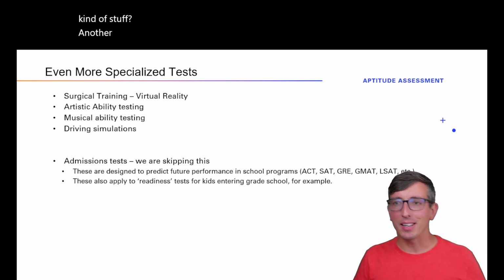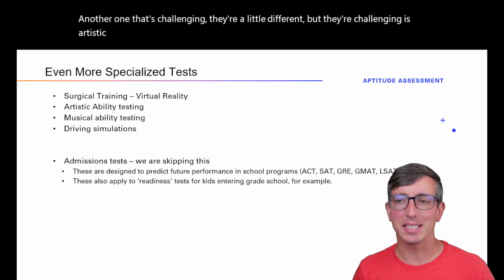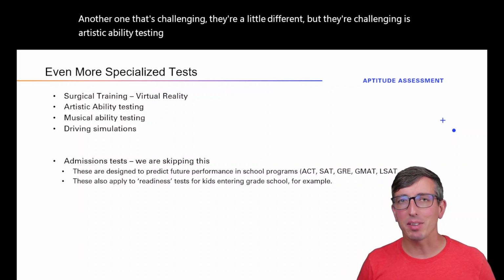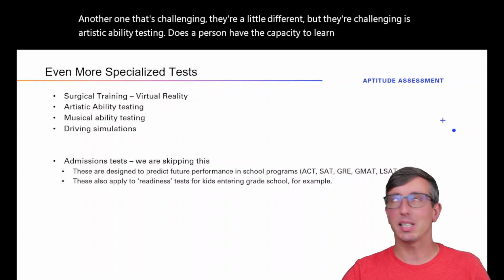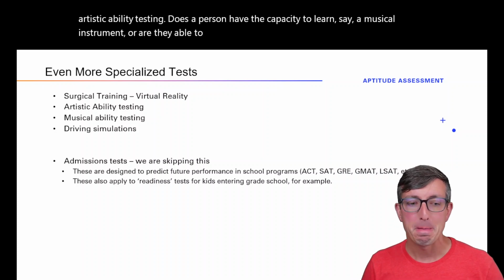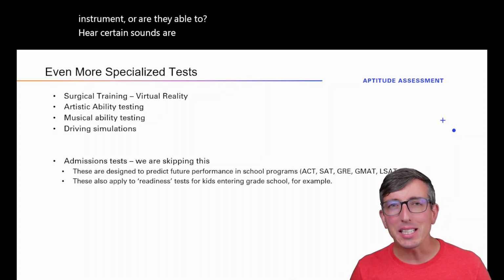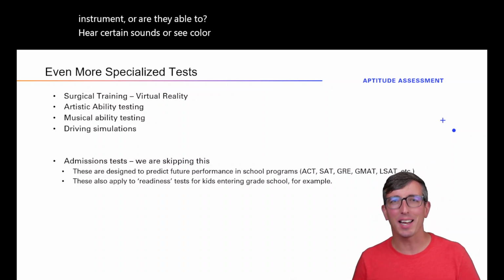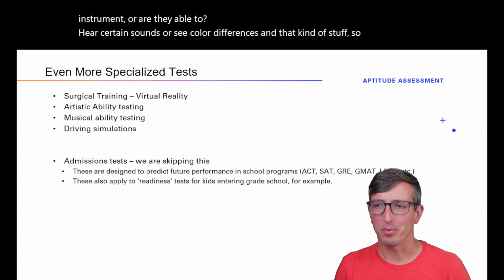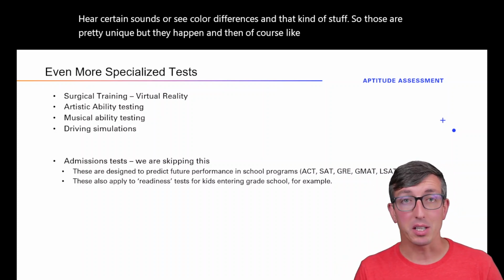Another one that's challenging, they're a little different, but they're challenging, is artistic ability testing. Does a person have the capacity to learn, say, a musical instrument, or are they able to hear certain sounds or see color differences and that kind of stuff? So those are pretty unique, but they happen. And then, of course, driving simulations, that kind of stuff.